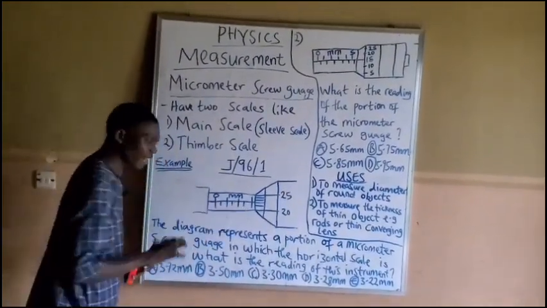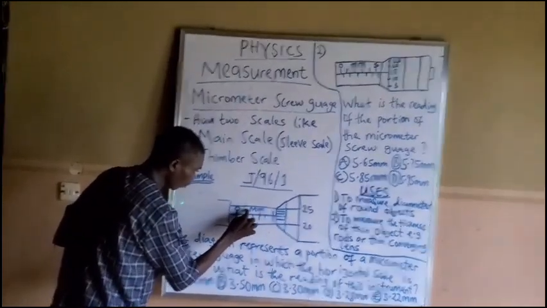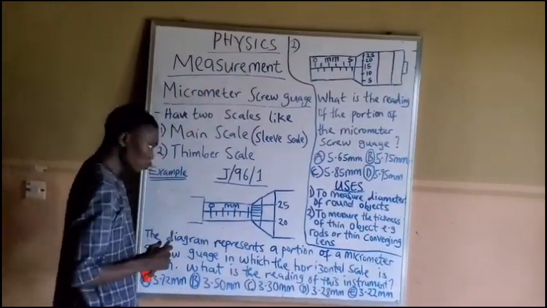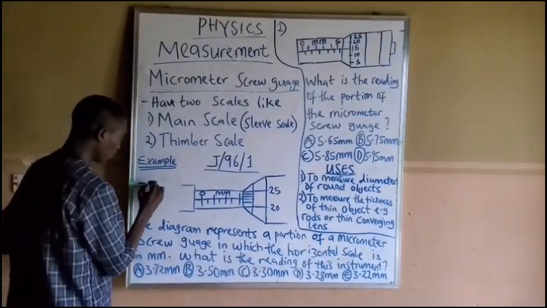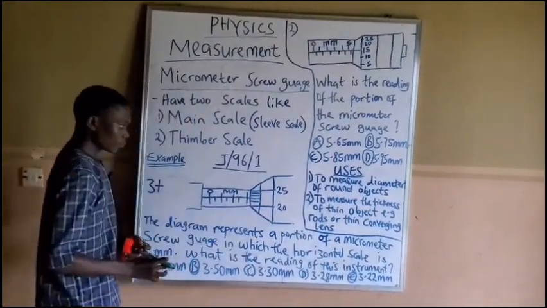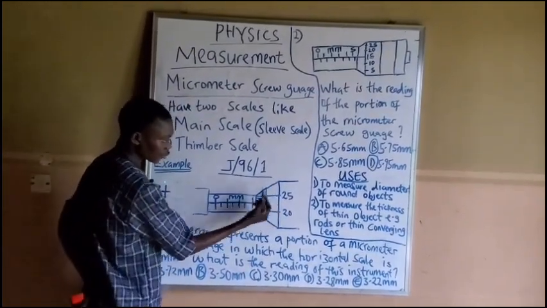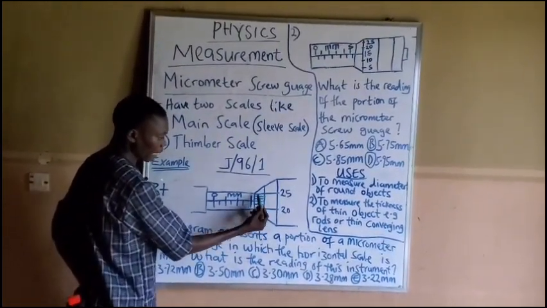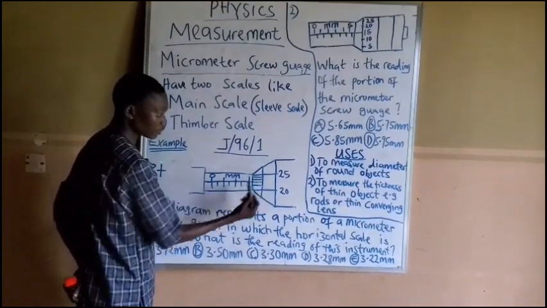So let's look at it. For the main scale, what is the reading of the main scale? You say from this is 0, from here to here will be what? 1, here will be what? 2, while here will be what? 3. That is 3 plus, okay? Now let's look at the timber scale. These other scales. You can see that here is 20 and here is 25. If you are moving from here to here, that is, here will be 21, 22, 23, 24, 25.